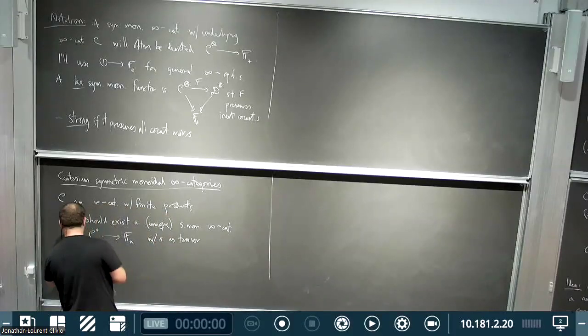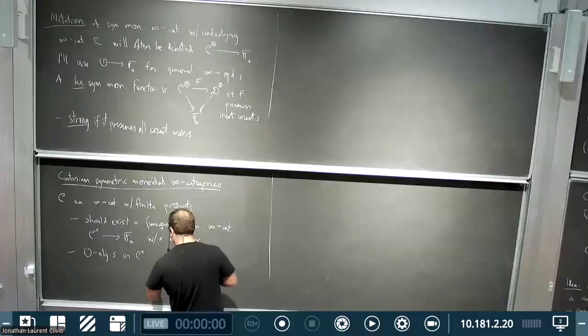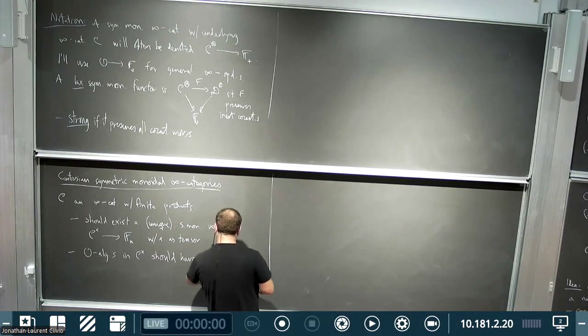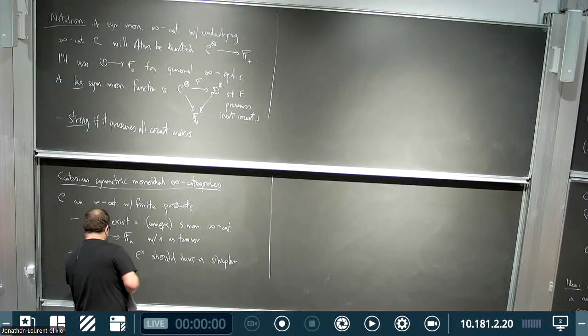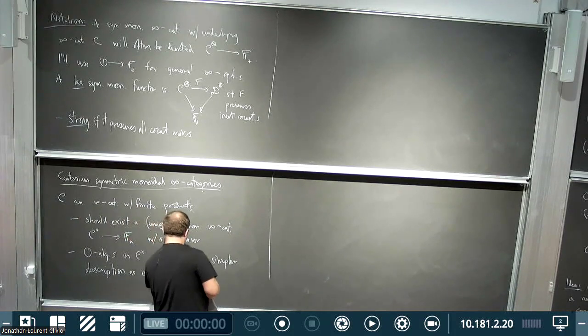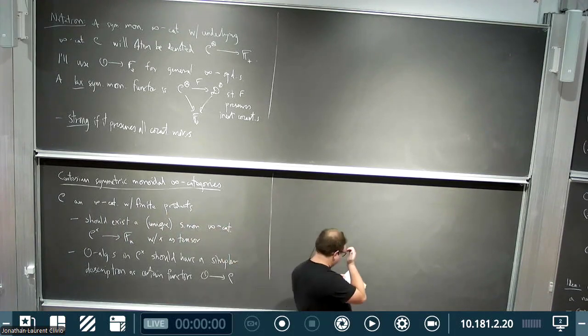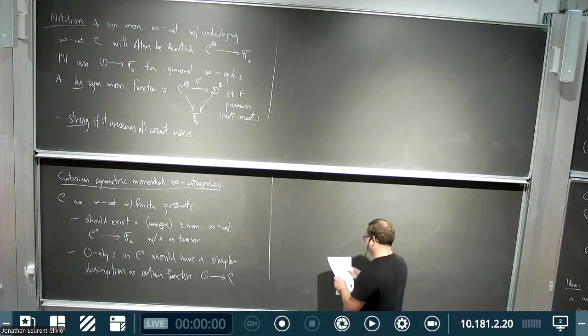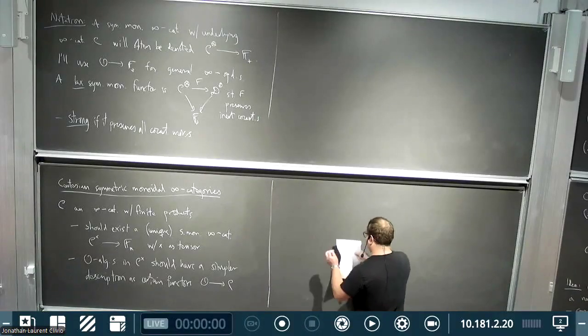And then also, if I take some infinity operad O, we should be able to describe O-algebras in C cross in a simpler way, as certain functors from O into C. Why should we be able to do that? It's a very vague idea, maybe.